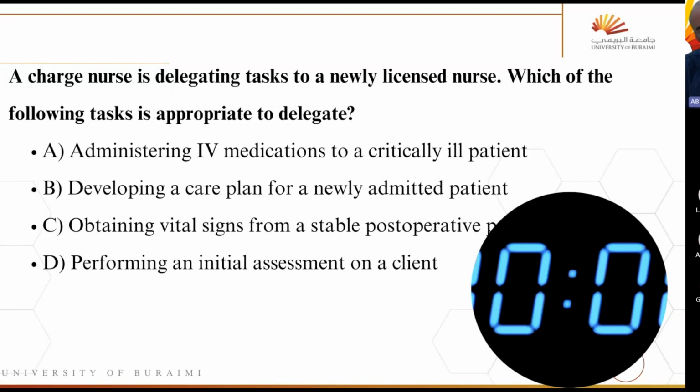For example, in this question, option A, IV medication is something critical, so how would we give it to the newly licensed nurse? B, developing a care plan for a newly admitted patient.